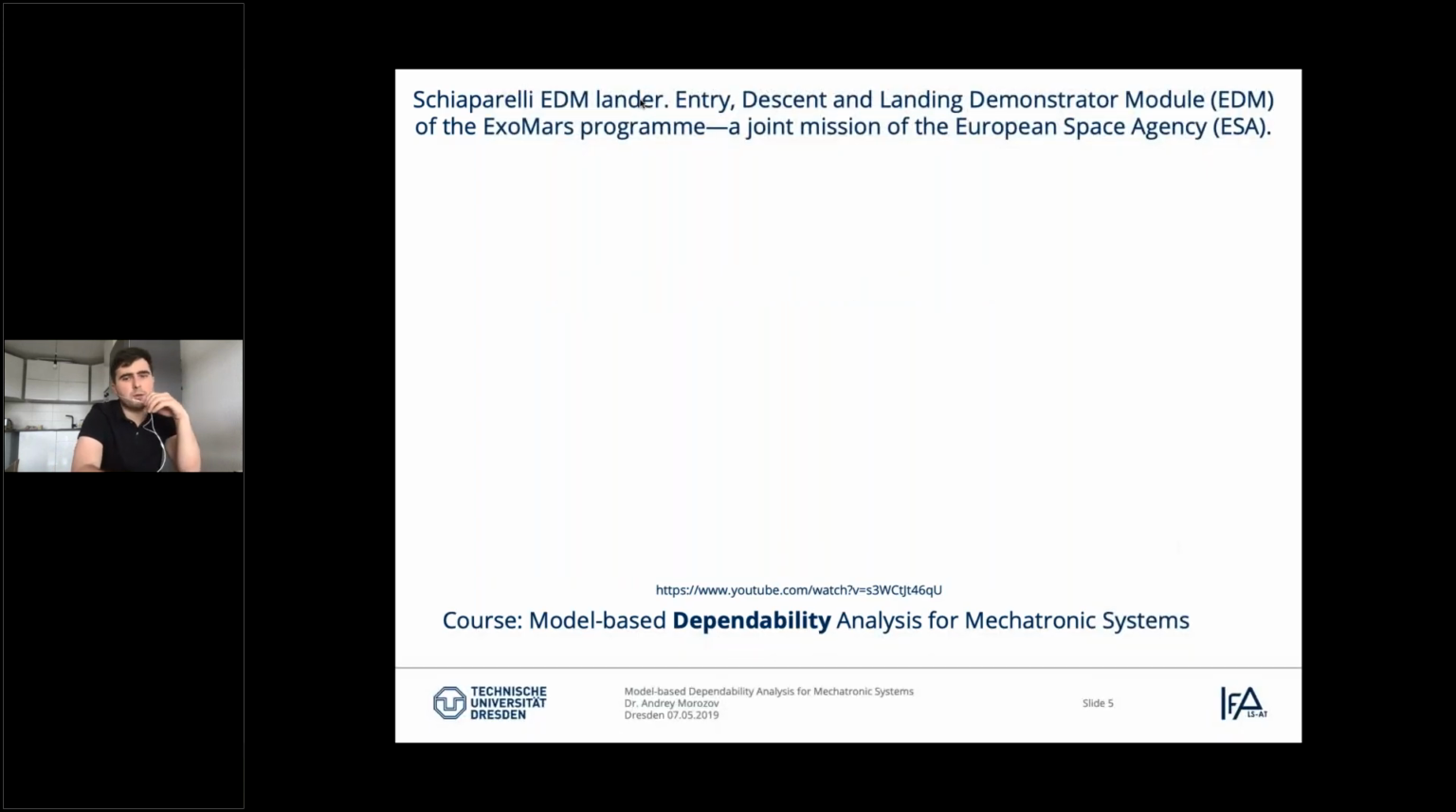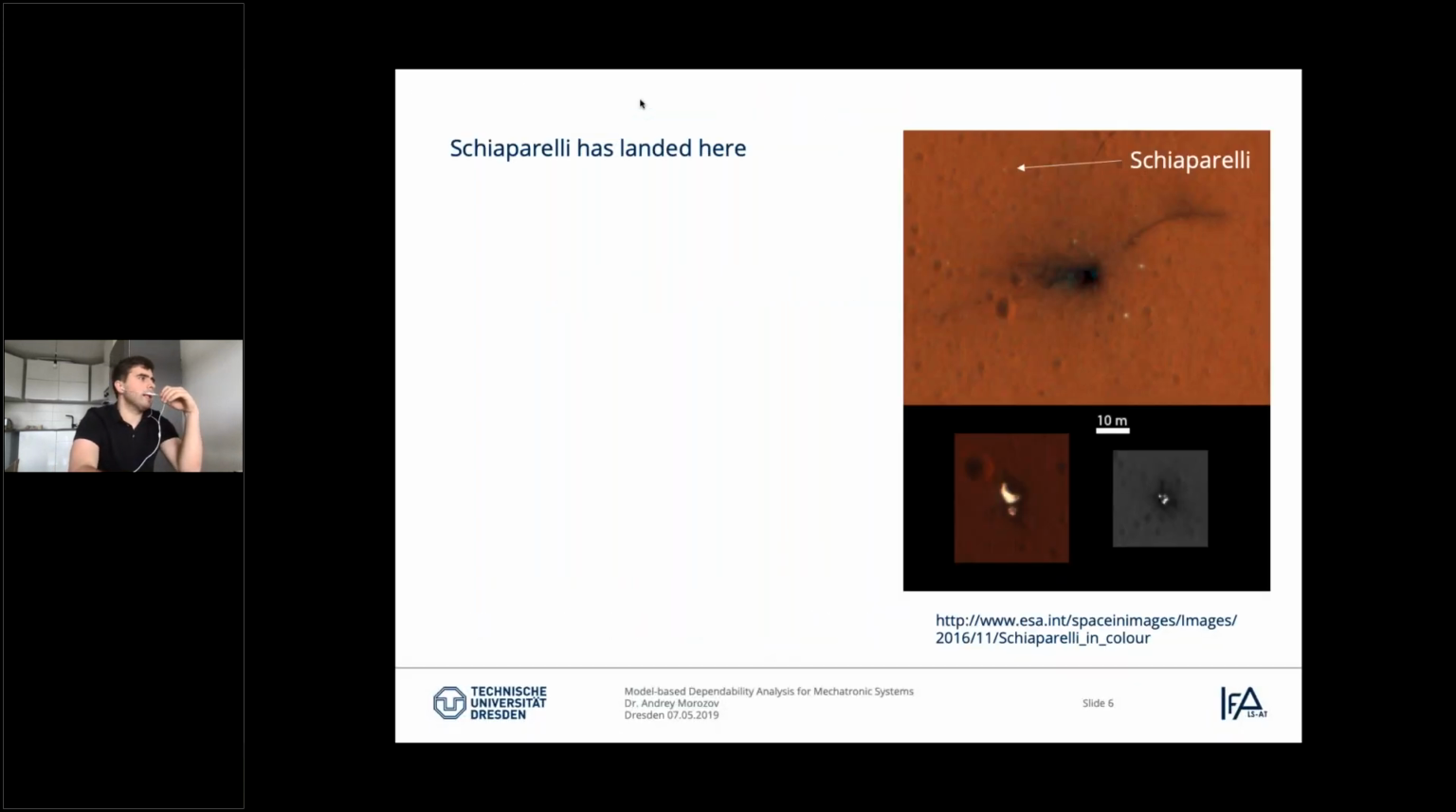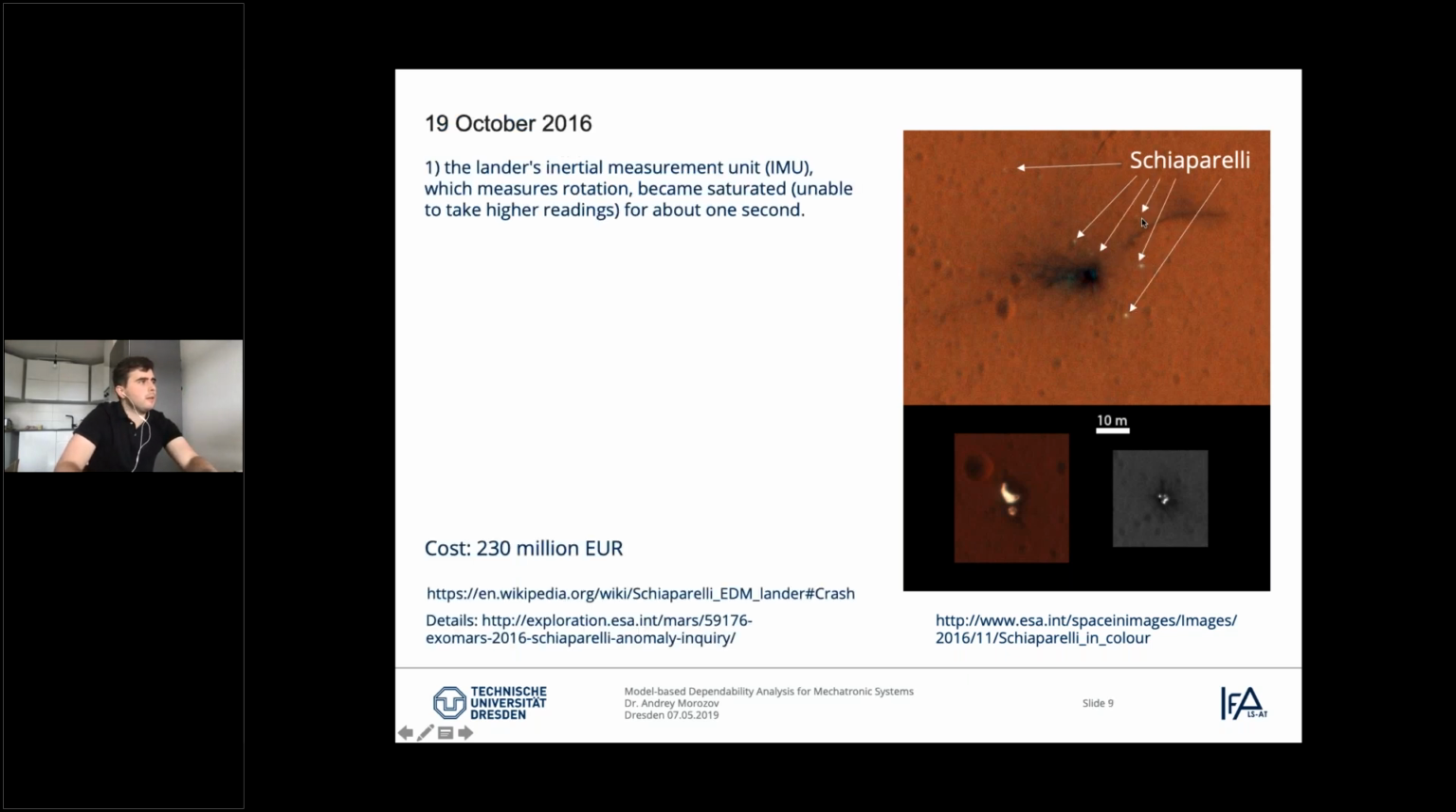However, since we are talking about dependability, failures, and so on, the lander indeed landed on the surface of Mars, and it landed here, but the problem is that it also landed here, and here, and some part of it landed here. Long story short, it landed not in one piece, but in many pieces.